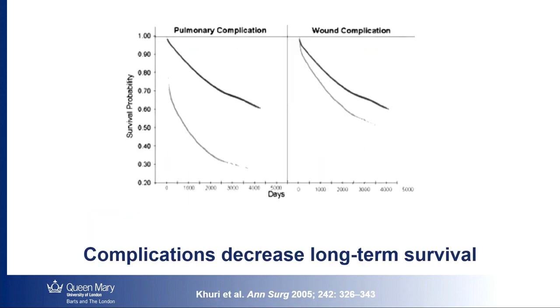And of course, we know that anybody who has a short-term complication has a massively reduced long-term survival after surgery. And you can see these original data from the Curie paper in 2005, which have been repeated, show that the survival, even after adjusting for a bunch of other risk factors, shows that any type of postoperative complication, but in particular pulmonary complications, are associated with a very substantial reduction in long-term survival.